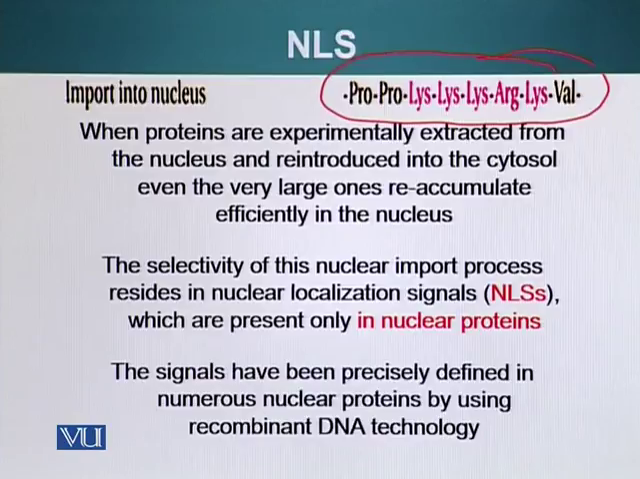The selectivity of this nuclear import process resides in the nuclear localization signals, or NLS, which are present only in the nuclear proteins. The signals have been precisely defined in numerous nuclear proteins using recombinant DNA technologies. For example, using recombinant technologies, we can delete the signal and see whether the protein still goes to the nucleus or not. I'll show you an experiment which does precisely that.